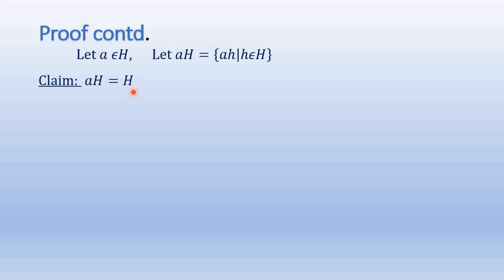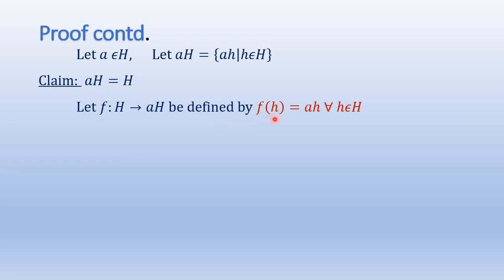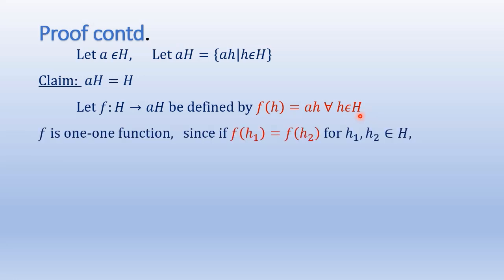For this, first we shall prove that AH and H have an equal number of elements. For that, we define a function f from H to AH by f of h equals Ah for all h belonging to H. We may note that f is a one-to-one function, for which we have to verify the condition: if f of h1 equals f of h2 for any two elements h1 and h2 in H, then we should obtain h1 equals h2. That is, a function is one-to-one only if equal images have equal pre-images.